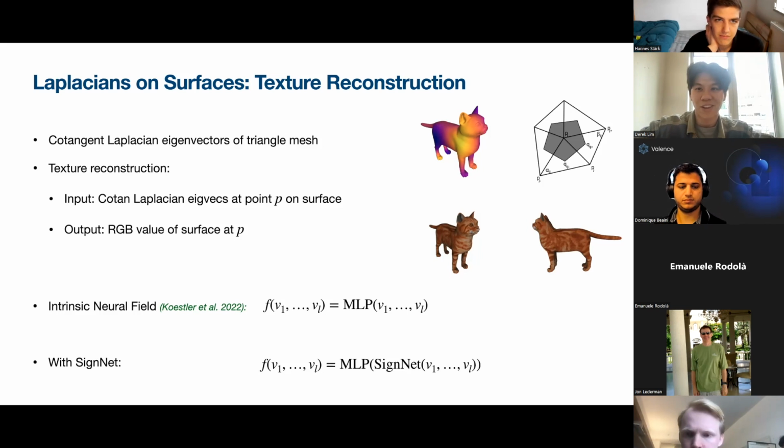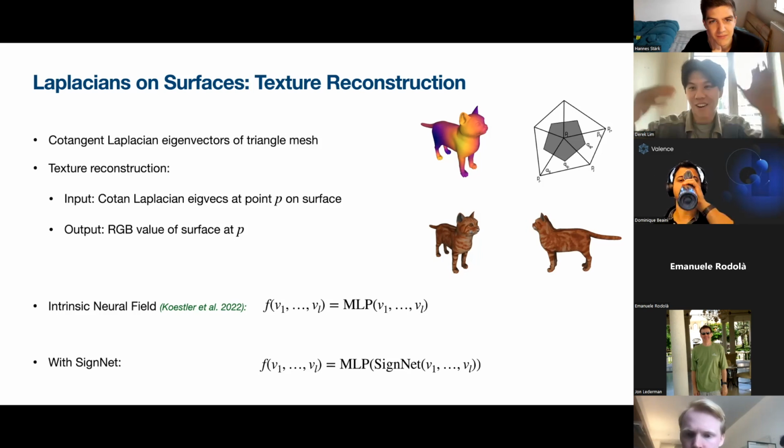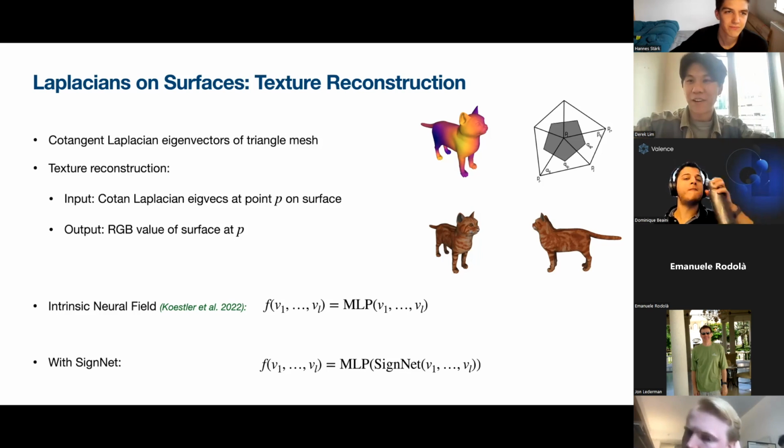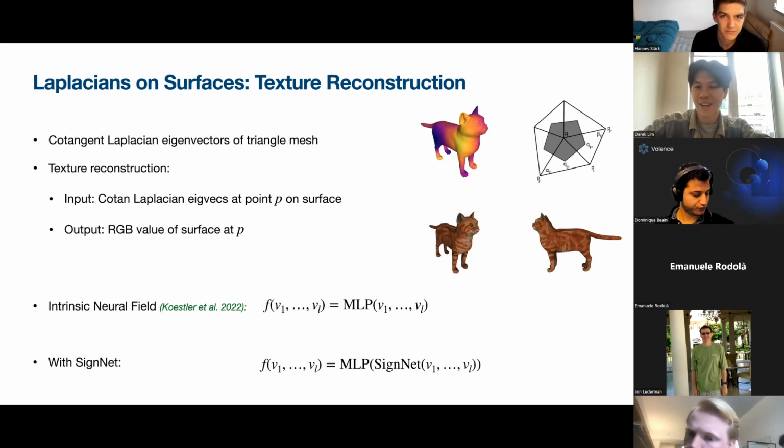I mean, we only test on one cat model, kind of like they do. They also test on some other model. But it's a proof of concept. I think our thing could be very useful for people working with this kind of data. I think our SignNet could be very useful for that.